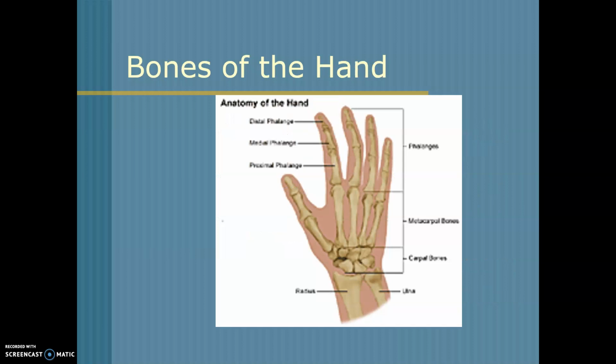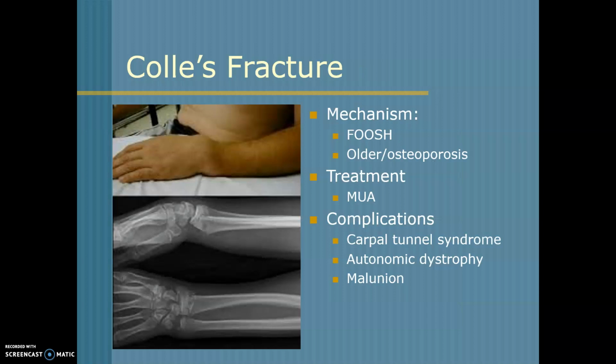We also need to think about the bones of the hand and how they articulate with the wrist, so the metacarpal bones, the phalanges, and the intervening joints. So let's start with somebody who's fallen on the outstretched hand. Very common injury in older people, the Colles fracture.